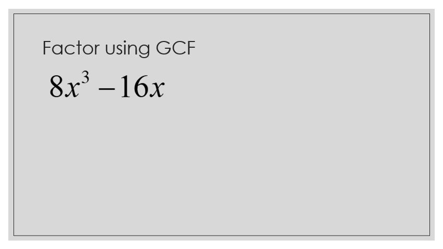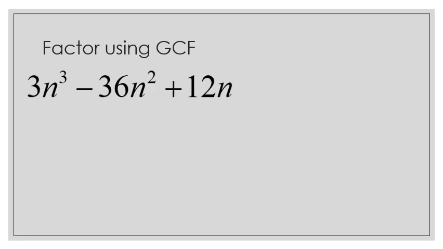8x cubed minus 16x. Those are both divisible by 8x. When I divide that out, I am left with x squared minus 2. We can do the same thing when there's 3 terms. All 3 of these terms are divisible by 3, and they all contain an n. When I divide that out of all terms, I am left with n squared minus 12n plus 4.